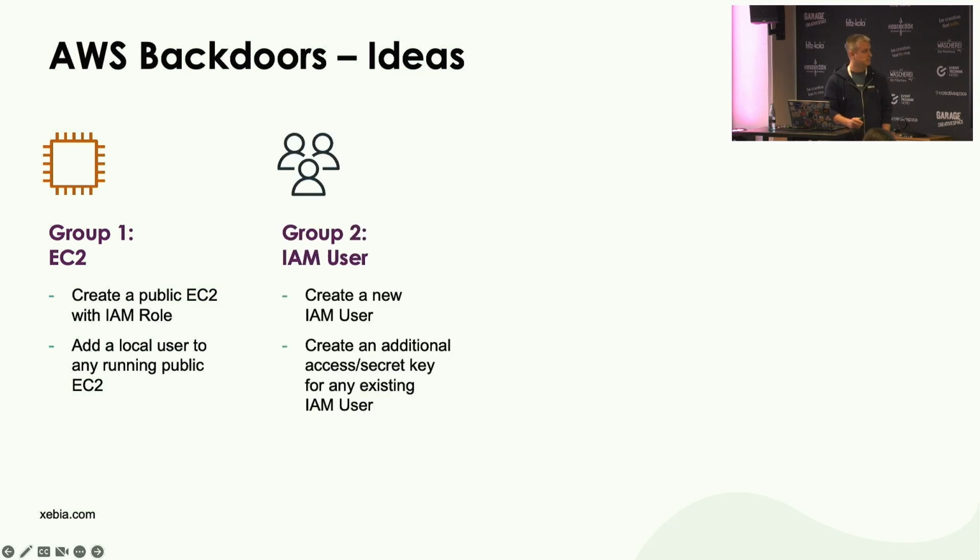Second group, IAM user. These are groups of how you get into AWS, and this is one of the ways. Just create a new IAM user, name it with the same convention as other users to make it harder to find. Or if you don't want to create a new user, create a second access secret key pair for any existing user. And this is also something to check for your current users if they have more than one key, because I don't know any scenario where I would need 2 keys for my user. So if there are 2 keys, maybe one is mine.